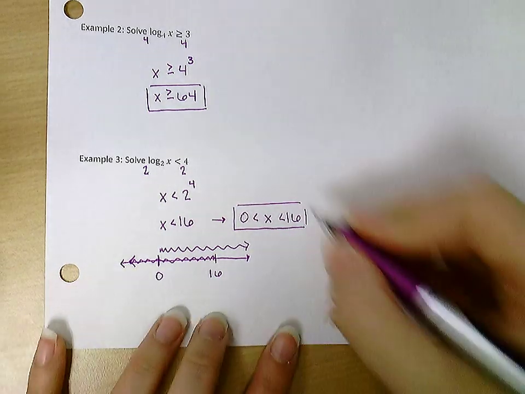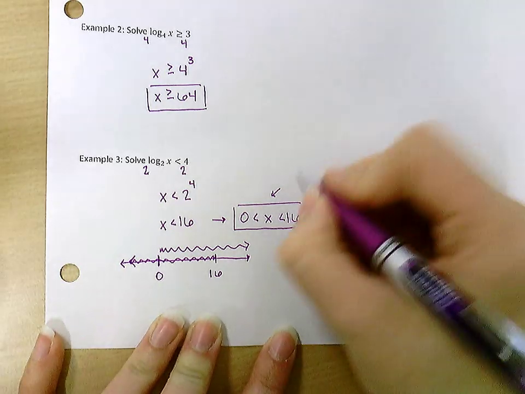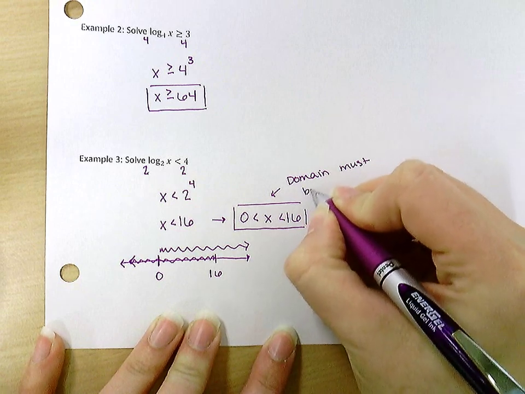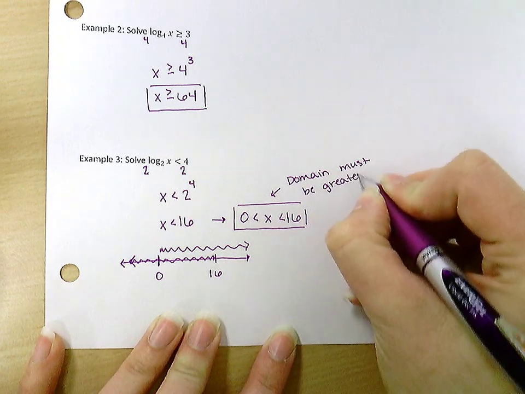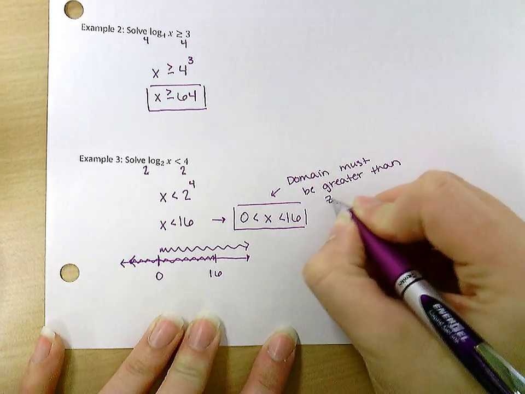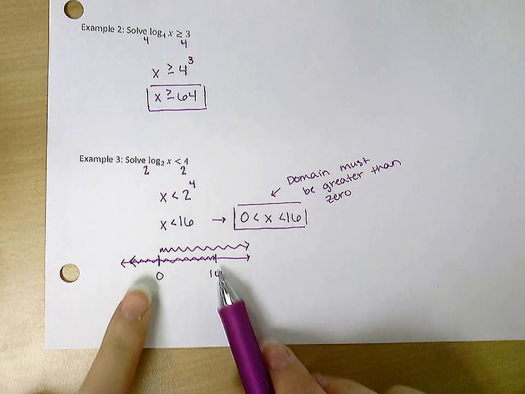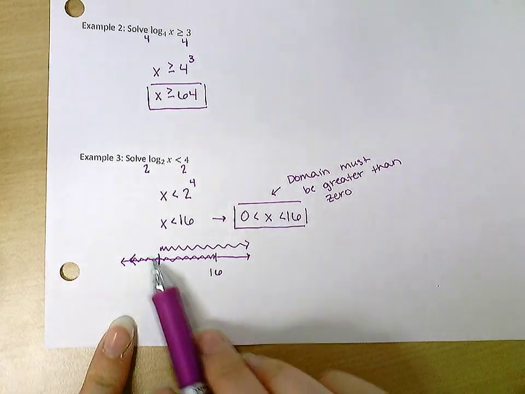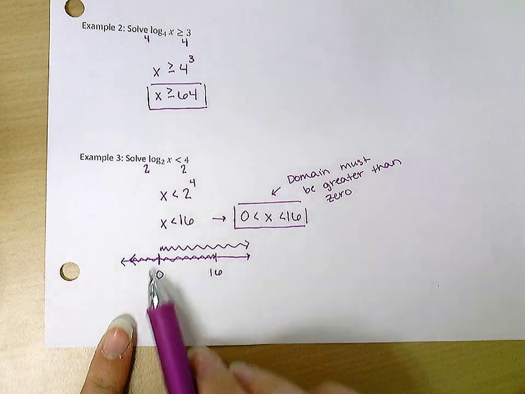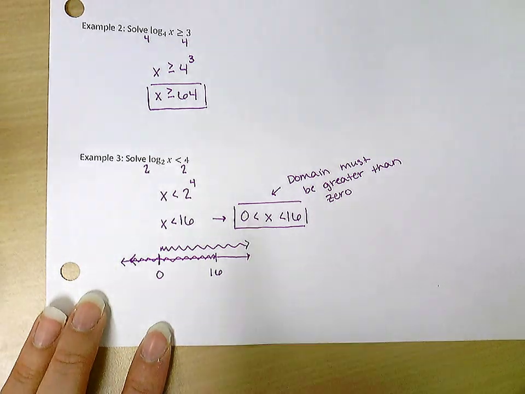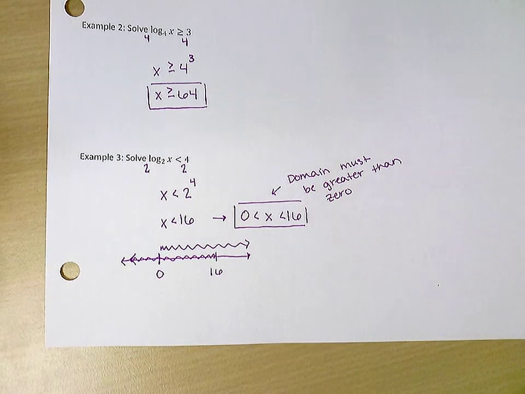Again, this is because the domain must be greater than 0. Since I ended with x less than 16, that means all the values to the left of it would include those negative values, but x cannot be in those negative values. So we have to say it also has to be greater than 0 within our answer.